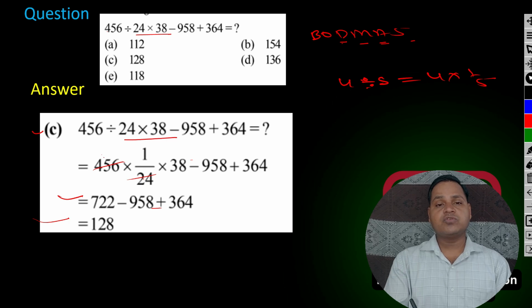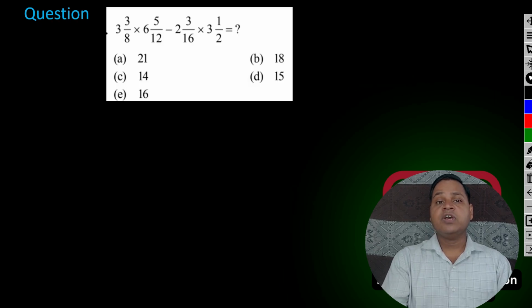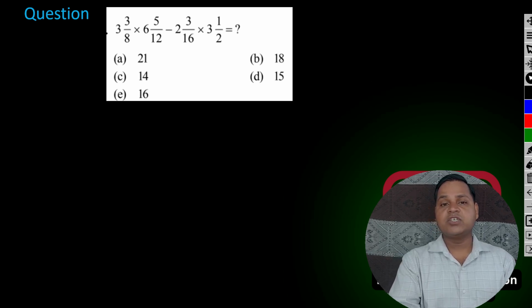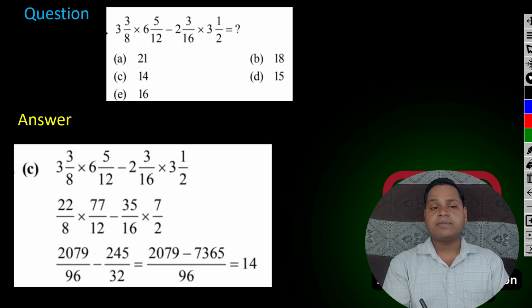According to this question, the correct option is C. Now start the next question, which is a very important question. It is given as 3 and 3 by 8 multiplied by 6 and 5 by 12 minus 2 and 3 by 16 multiplied by 3 and 1 by 2 is equal to what. What is the correct option? The option is C, but let's see the explanation.